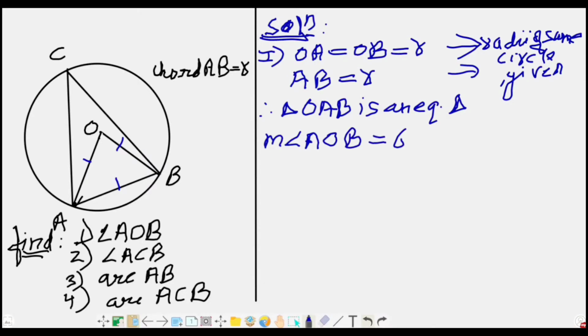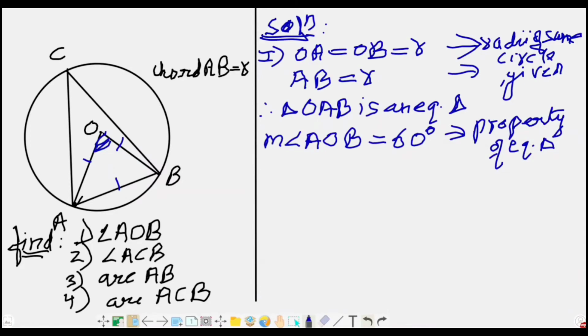This is the property of an equilateral triangle, that each of its angles is 60 degrees. All are equal, together 180, so each is 60 degrees. What reason will you write? Property of equilateral triangle. So you got this angle as 60 degrees.